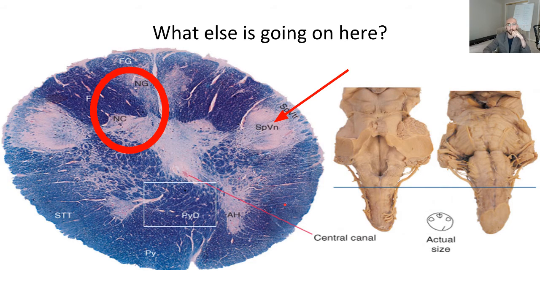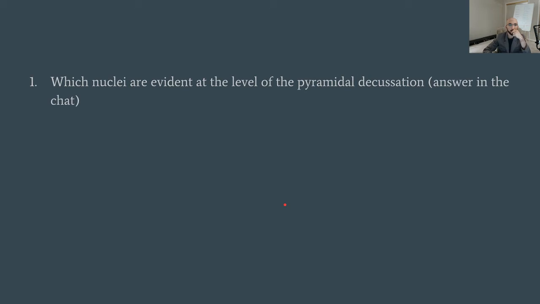Okay? Good. Moving on. So, here's a question, which is sort of an exam-style question meant to test practical knowledge. I want to hear it in the chat. You can go back to the slides if you want, do whatever you want. But I want to know which nuclei, I want 3 of them that we spoke about, are evident at the level of the pyramidal decussation. So type the answer out in the chat. There are no letters here. I want it to be recalled. You tell me what I'm asking for here.